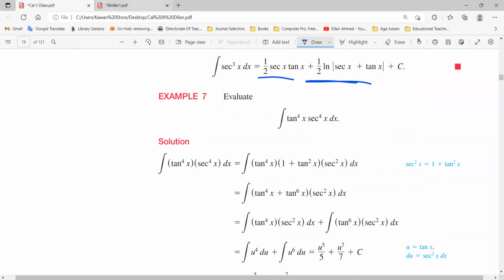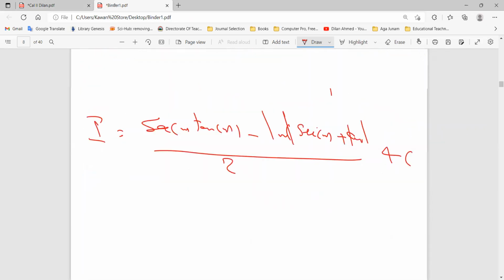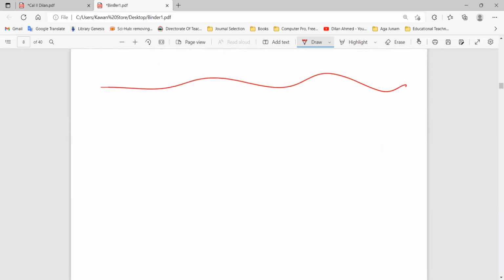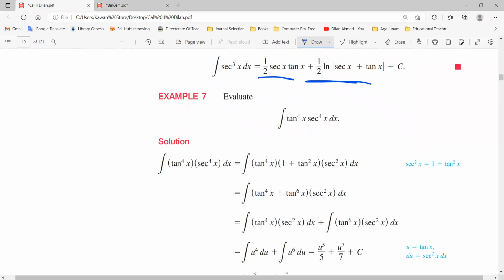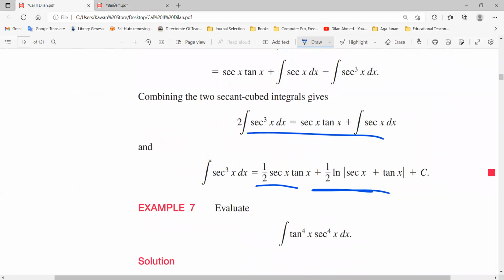Now again, if we have tan to the power of something with secant to the power of something, it's your turn to give me the idea. So how do we solve that one? For example, if I have such an example like that, tan cubed, sorry, tan to the power 4 and secant to the power 4. So how do we solve that one? Which idea do we need?